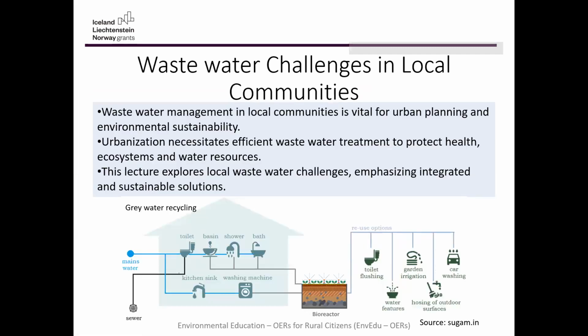Wastewater management in local communities is a critical aspect of modern urban planning and environmental sustainability. As urbanization continues to increase, the efficient and sustainable treatment of wastewater becomes essential to protect human health, preserve ecosystems, and ensure the availability of clean water resources.